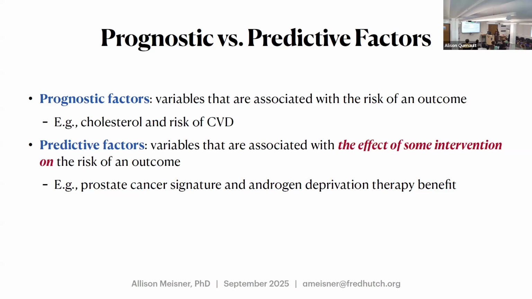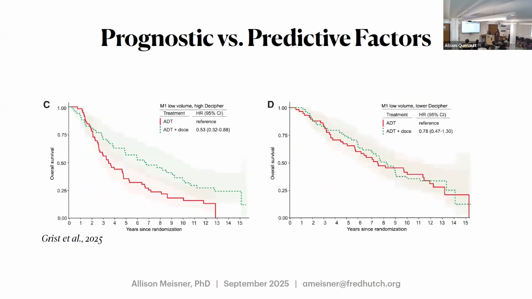This comes up a lot in cancer. There's this huge focus on getting the right therapy to the right patient. One example is a new prostate cancer signature that correlates with benefit from androgen deprivation therapy. In this very recent paper, on the left you have people at the high level of this marker, called Decipher, and you can see a big benefit for androgen deprivation therapy plus docetaxel. On the right, people at the lower level of the marker have very little benefit.